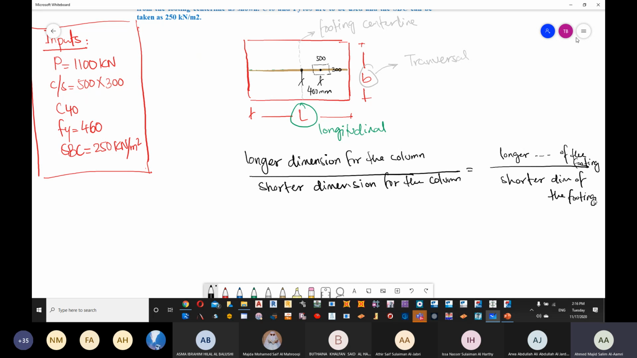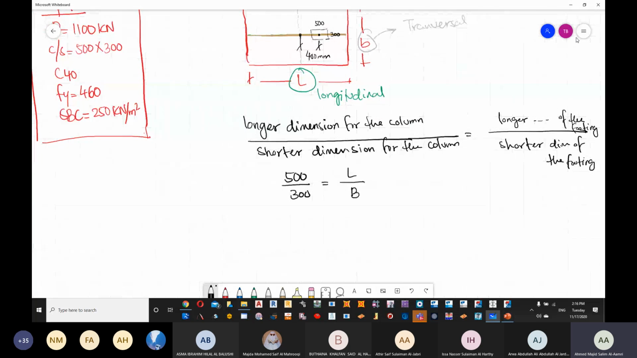Okay. Now what does it mean? It means I can say that 500, which is the dimension of the column, divided by 300 is now going to give me the ratio of L divided by B. This is the best way to estimate in the case of a rectangular foundation, according to the geometry of the column. So what we concluded is that the longer dimension of the column divided by the shorter dimension of the column will be in the same ratio as the length to the width.